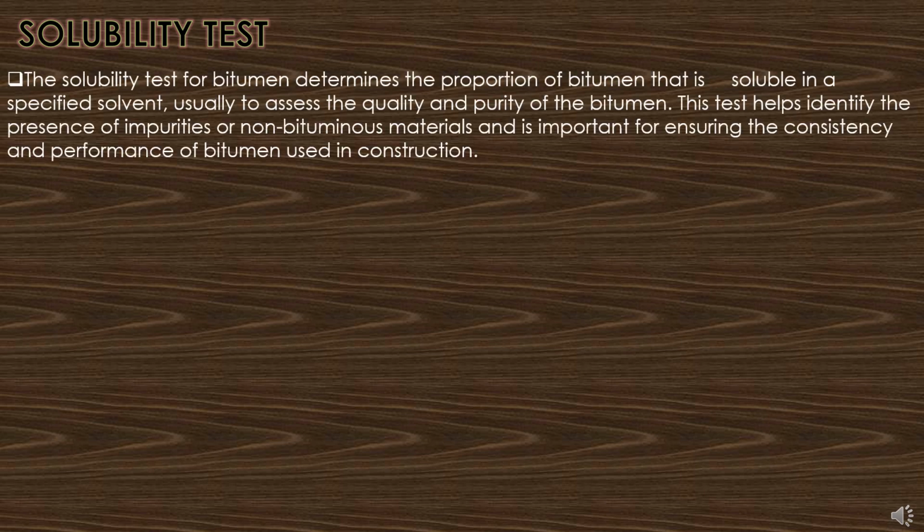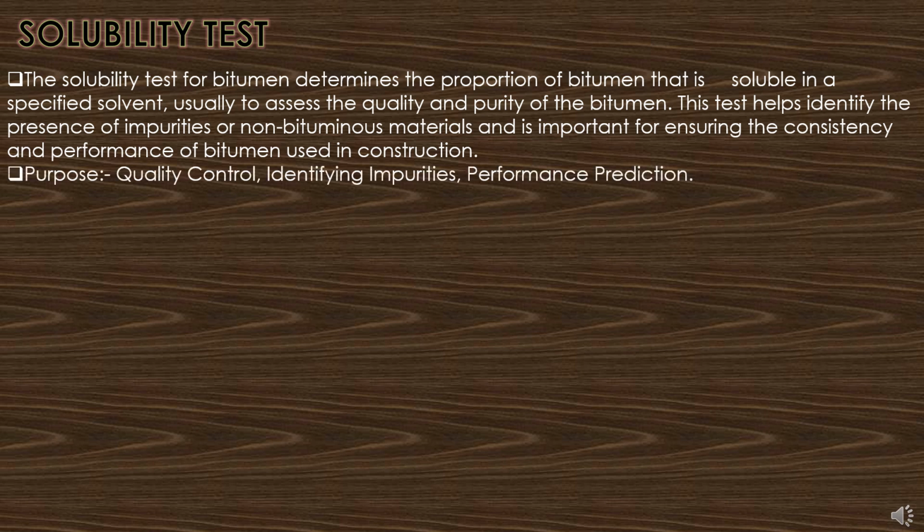Our next test is the solubility test. The solubility test of the bitumen determines the proportion of the bitumen that is soluble in a specific solvent. This test is usually used to assess the quality and purity of the bitumen. The test helps to identify the presence of impurities or non-bituminous materials and to ensure the consistency and performance of the bitumen used for construction.